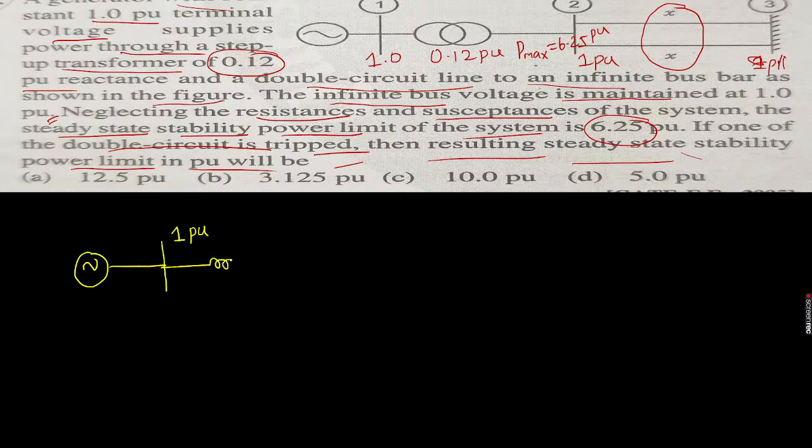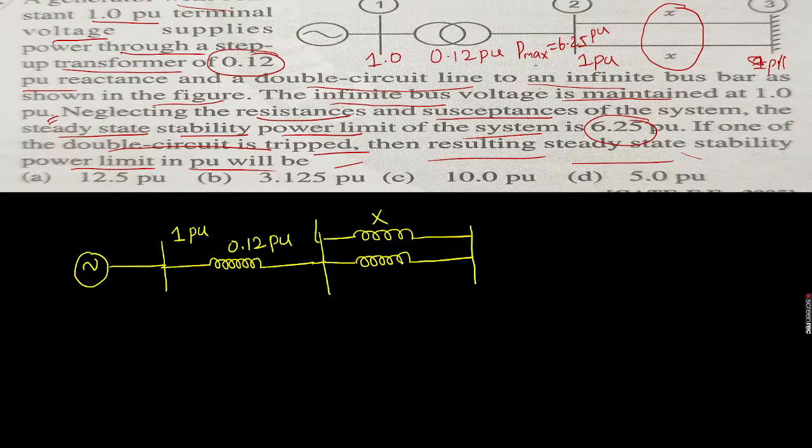And then we are using a transformer here. That transformer will offer a certain amount of reactance. They clearly told that it is 0.12 per unit. And then we have the double circuit line. Since both are connected in parallel, I will keep two different reactances first, then I will reduce it. See, this reactance is given as X.